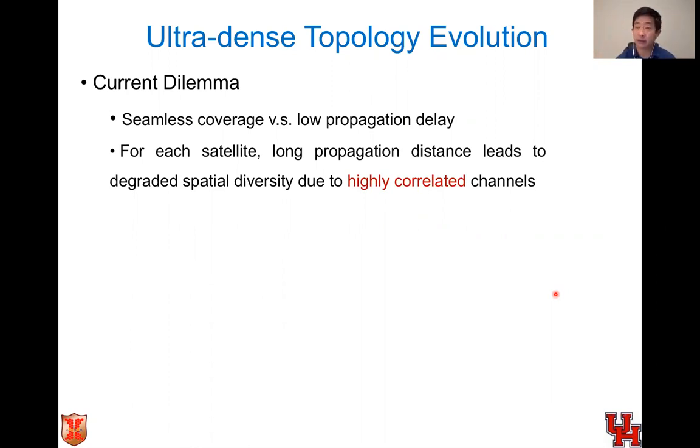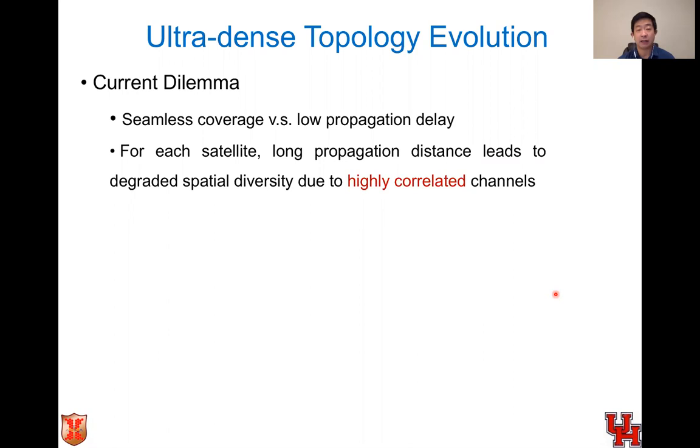So you will have this coverage problem. However, if you use a satellite, which is great, coverage is perfect. But think about what's the round trip delay from here to the satellite? At least 100 miles away. So in this case, you will have a trade-off.